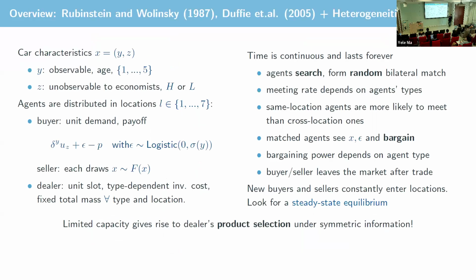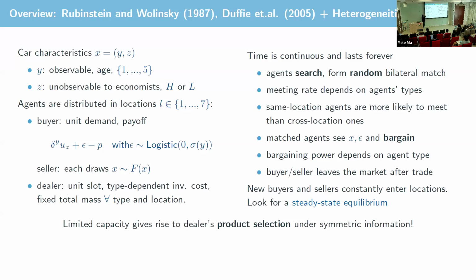And unobservable to economists is the car quality. We say high and low. When I say unobservable, that's only to us, but to other people in the game or in the model, they see everything whenever they see the car. There's no asymmetric information. There is only unobservable heterogeneity. But car dealers will still play a role in quality selection. We'll see why. There are multiple locations, seven of them, each county has one.